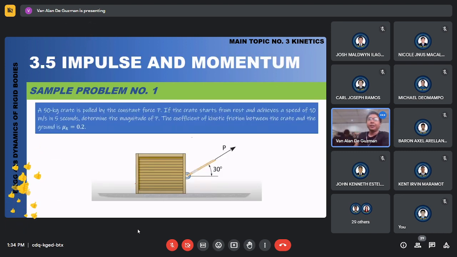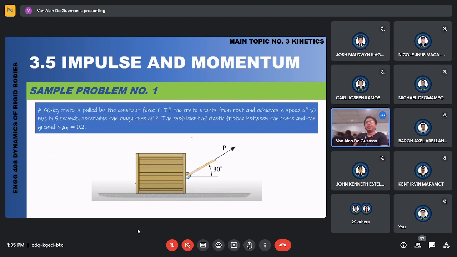So, let's start with itong ating sample problem. Basahin natin siya. A 50 kilogram crate is pulled by the constant force P. If the crate starts from rest and achieves a speed of 10 meters per second in 5 seconds, determine the magnitude of P. The coefficient of kinetic friction between the crate and the ground is mu sub k equal to 0.2. So, analyze natin yung ating problem. Pakilabas na po yung mga materials, calculators, yung mga sulatan. Try to solve the problem.